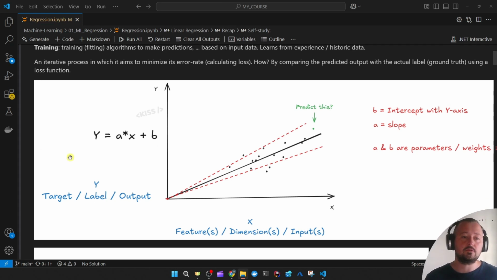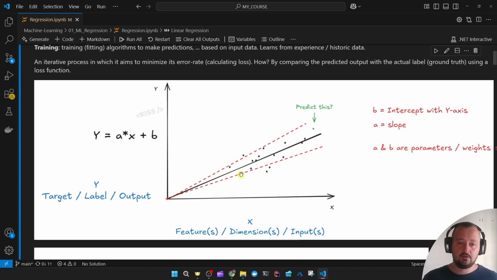Let's break that down. A simple function, y equals a times x plus b, describes this line, in which y we also call the target or the label or the output, which in the case of predicting house prices is the house price. And then we have x, which we call the features, dimensions, or the inputs, which could be the amount of bedrooms in our example, the size of the property, or the combination of the two or more.